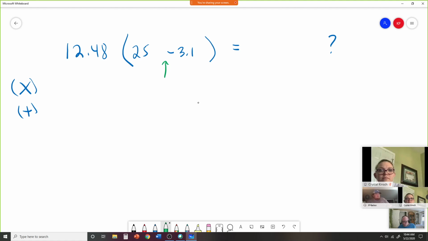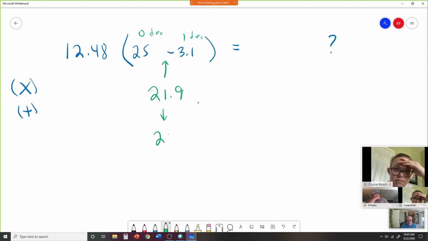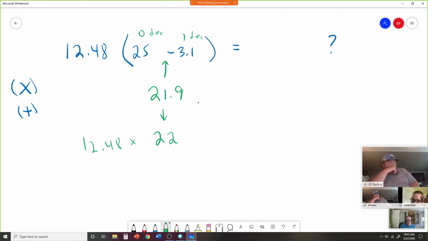Okay, so we got 21.9 as my calculator answer. But according to the rules of sig figs, I have 0 decimals here and 1 decimal here, so our answer should be 21. It's actually 22, sorry, got to round it. 0 decimals; 0 is a number, 0 through 9, not 1 through 9. And now we say 12.48 times 22.